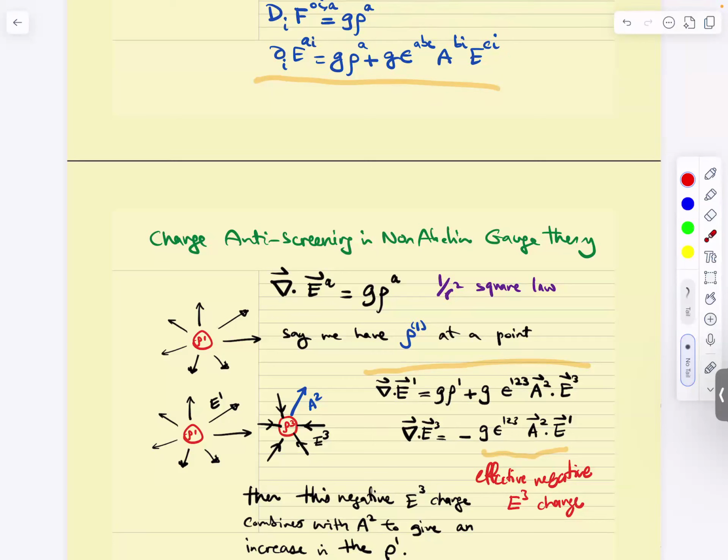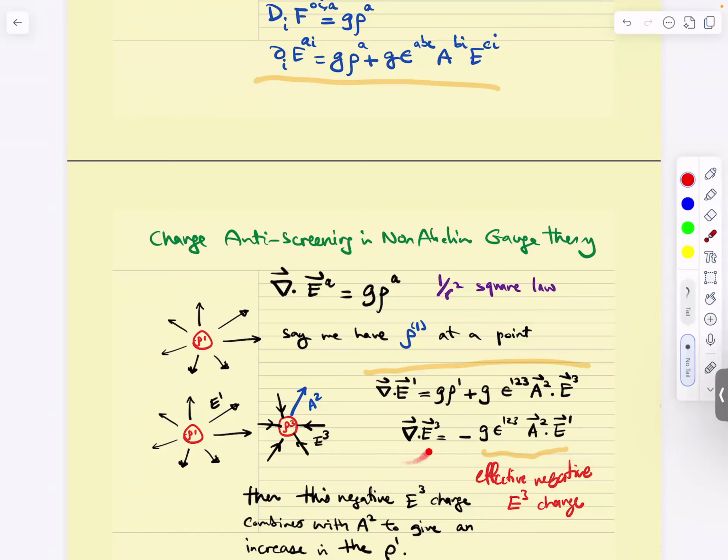So let's just expand this for A being 1 and 3. There are 3 of them, 1, 2, and 3, because you have sigma x, sigma y, sigma z. These are the operators for the SU2 generators in the fundamental representation. So this is what the component looks like: the divergence of E1 is the E1 charge plus something that depends on E3.